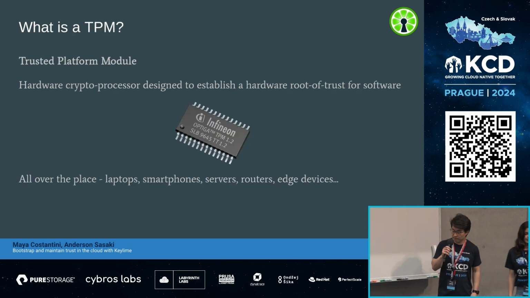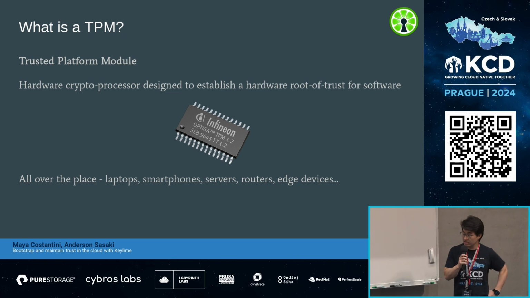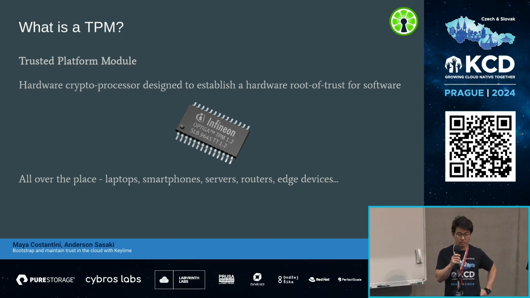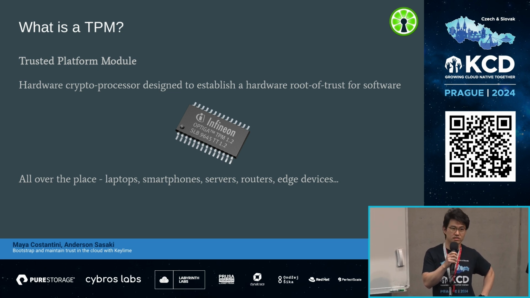Okay, so first let's go through some of the key technologies that we use in Keylime. The first is the TPM, the Trusted Platform Module. What is it? It's a piece of hardware that is capable of performing crypto operations, like generating keys, signing data, and storing keys. It is available everywhere, on laptops, on smartphones, on servers, basically everywhere.